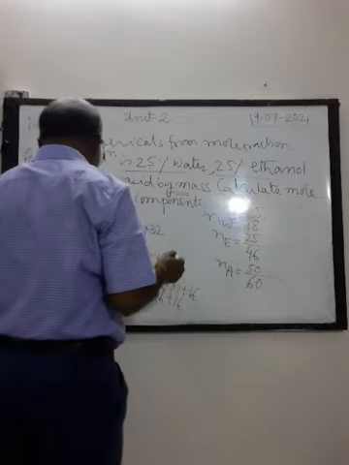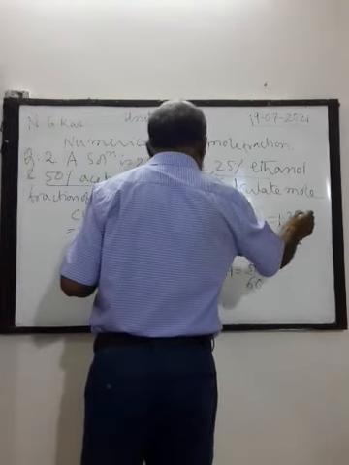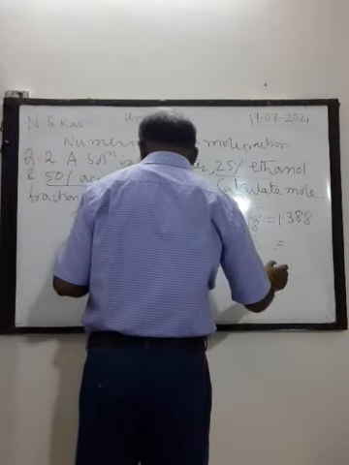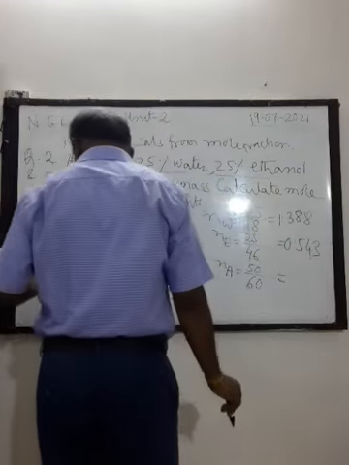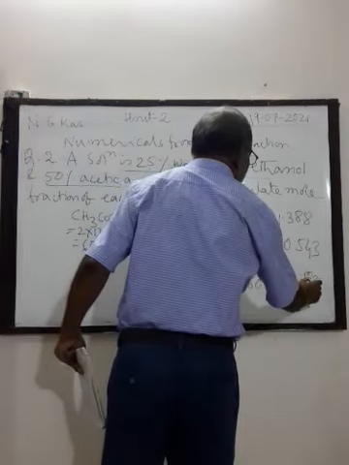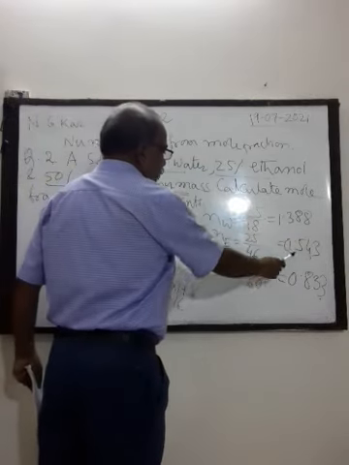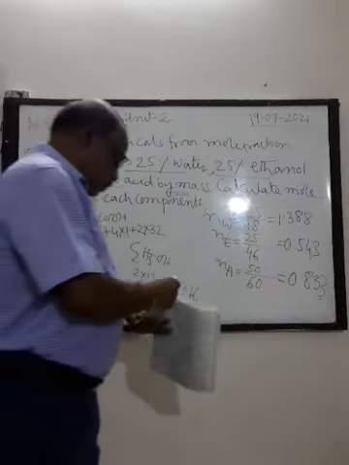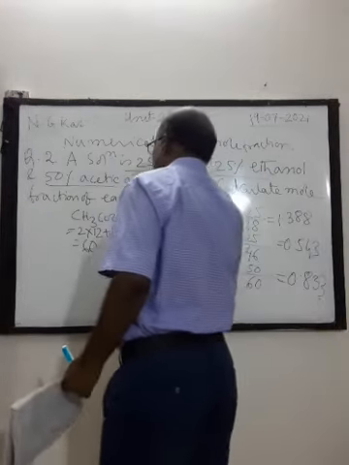Now if we calculate all this, the value of this one is 3.88, this one is 0.543 and this one is 0.833. So these are the number of moles of water, ethanol and acetic acid. Now apply these values in our general formula of mole fraction for a three component system.